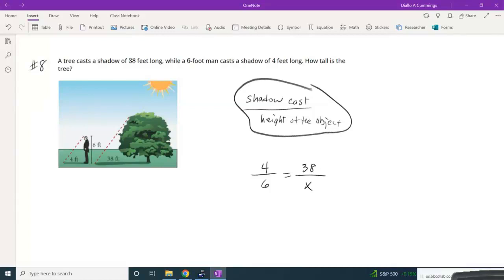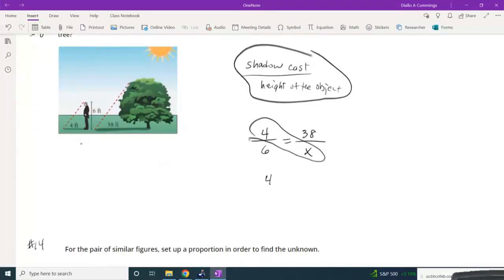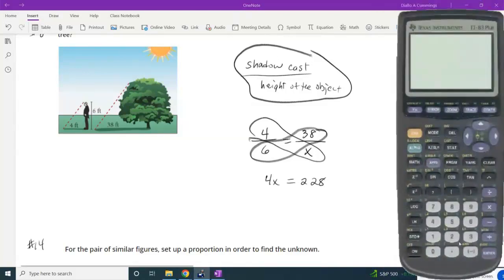So now we're just going to cross multiply and solve. I'm going to cross multiply 4 times x. That's going to give us 4x. I'm going to set that equal to 38 times 6, which I believe is 228. So 38 times 6 is 228.